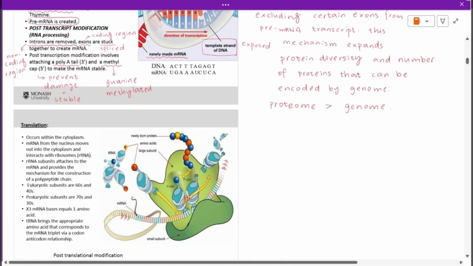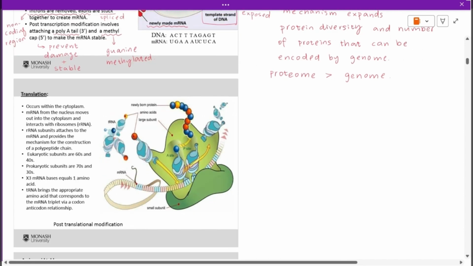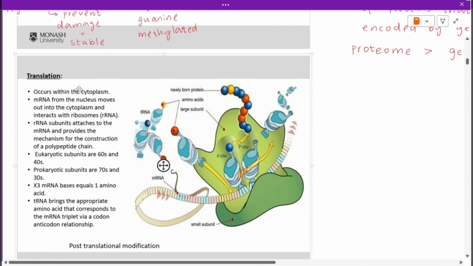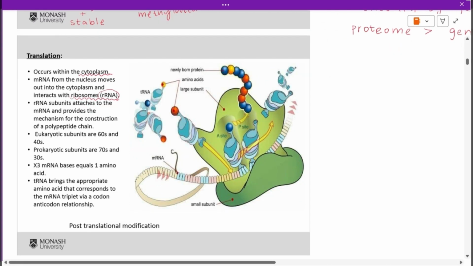Okay, now let's move on to translation. Different to transcription, translation occurs in the cytoplasm. At this stage, mature mRNA has moved out of the nucleus and into the cytoplasm. Once it's in the cytoplasm, it will interact with the ribosome, which is actually made of another type of RNA. So rRNA is the main component of the ribosome. rRNA interacts with mRNA and helps mRNA to start constructing a polypeptide chain.